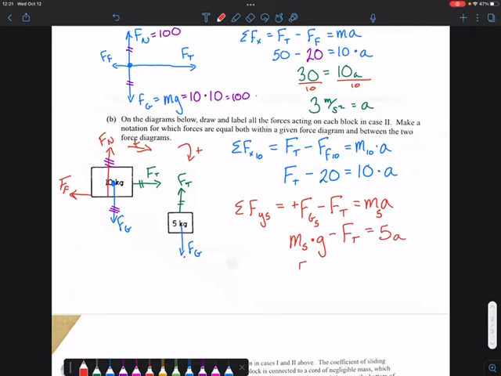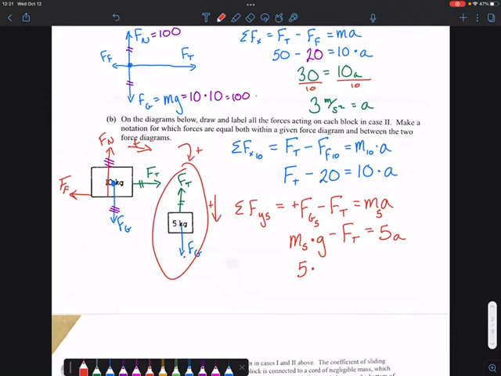Wait, I got lost after that part. Here. So when I was doing this, I said I need to make downwards positive, because when the other block moves to the right, this block is going to go down. So it would be FG minus FT. Yes, exactly.